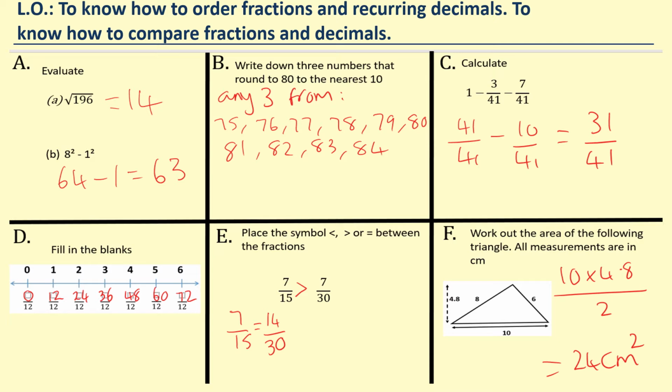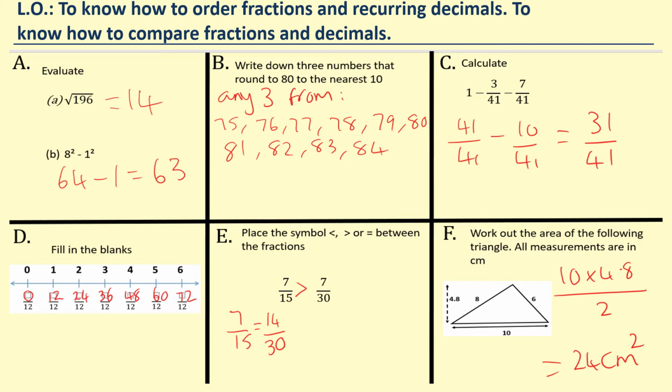Now get a green pen and mark your own work. So you can see if you've done the first one right, you know how to evaluate square roots and square numbers. If you have done question B correctly, then you know how to find rounded numbers. If you have done question C correctly, then you know how to add and subtract fractions. If you've done question D right, you know how to turn whole numbers into fractions over different values, and you know how to put them on the number line.